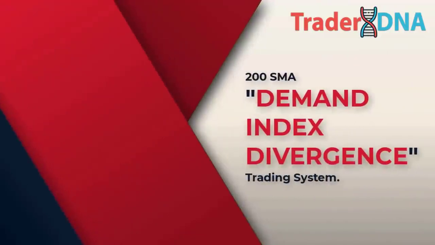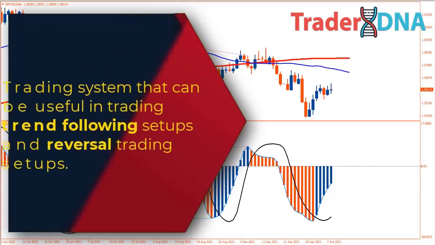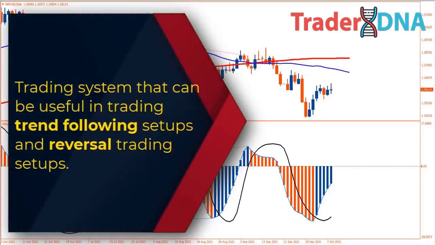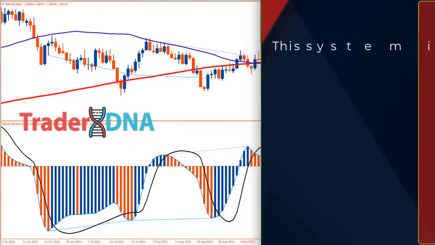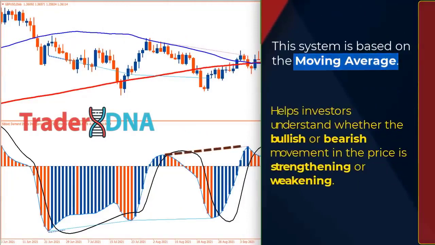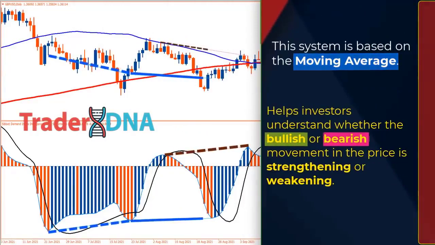SMA Demand Index Hidden Divergence System. As the name suggests, Demand Index Divergence Indicator is a divergence trading system that can be useful in trading trend-following setups and reversal trading setups. This system is based on the moving average of the price data and helps investors understand whether the bullish or bearish movement in the price is strengthening or weakening. And now, let's understand the working of the 200 SMA Demand Index Hidden Divergence Trading Strategy.